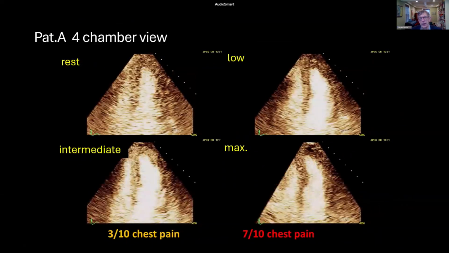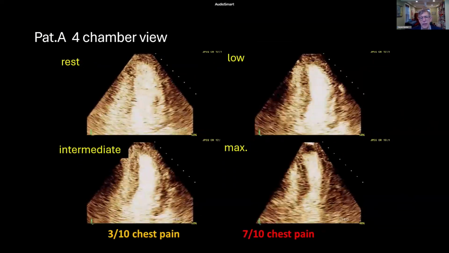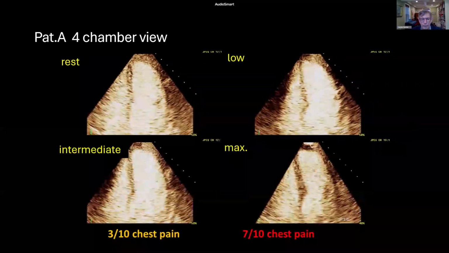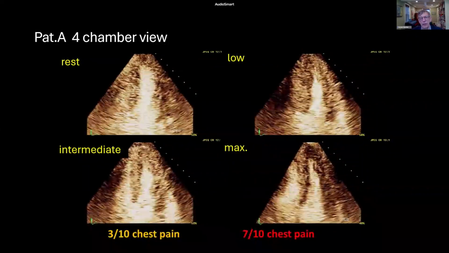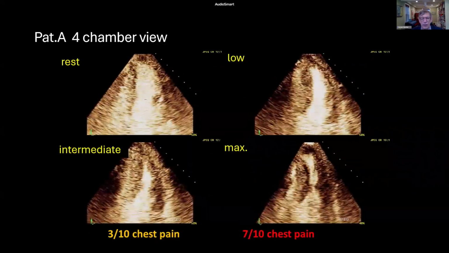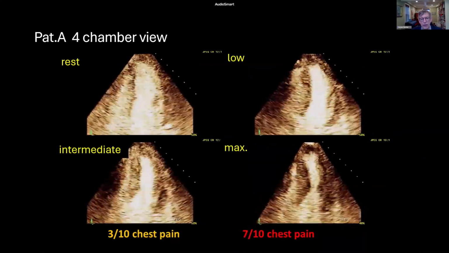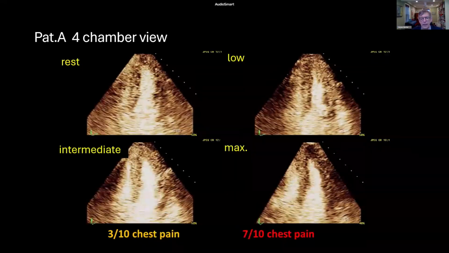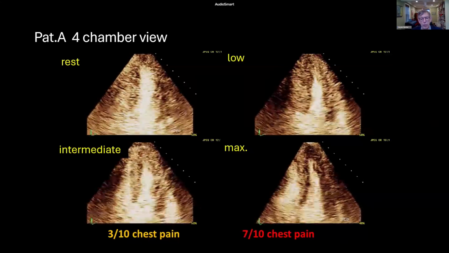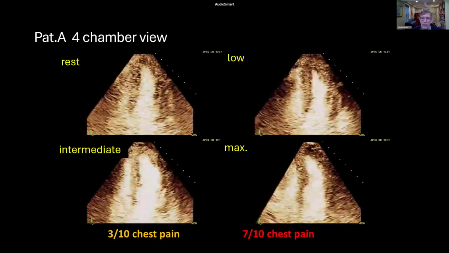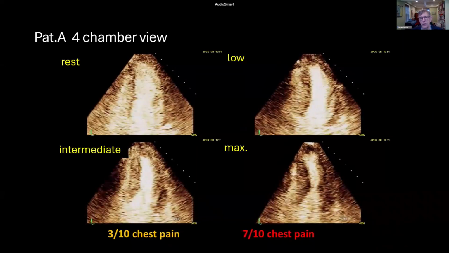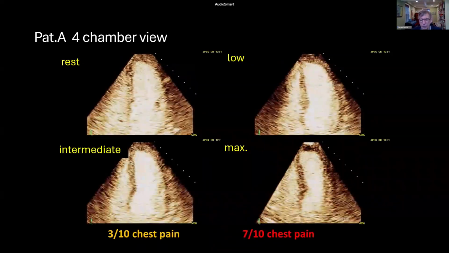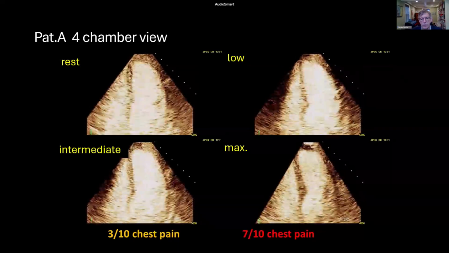Another example, again the apical four-chamber view. This patient got chest pain at an intermediate level of stress. And you see there is no wall motion abnormality; this is absolutely normal motion. It looks like at low dose of stress there is nice augmentation and no regional wall motion abnormality. So of course, with this low intensity of chest pain, you can continue if you don't see anything. But then at peak stress, it starts to look different.